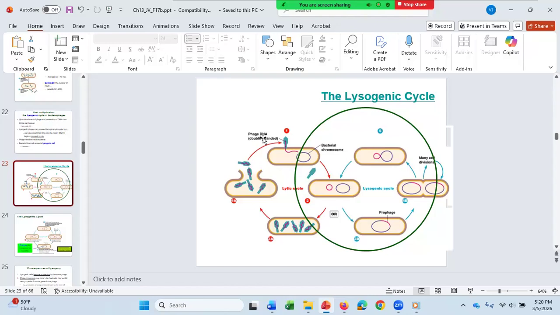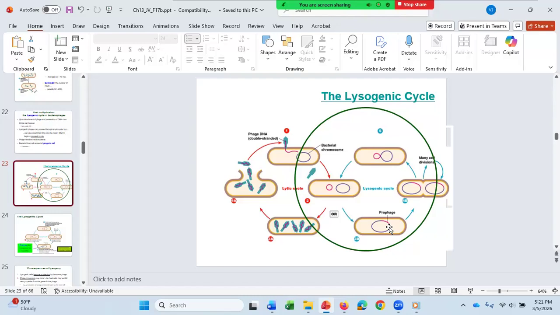So a lysogenic virus, once it first enters the cell, it has to decide, do I want to enter the lytic life cycle or do I want to enter the lysogenic life cycle? If the virus decides to enter the lysogenic life cycle, the viral genome will actually integrate into the host cell's chromosome. And this is called a prophage, where the virus, a bacteriophage virus, is integrated into the host cell's chromosome. So that's what prophage means.